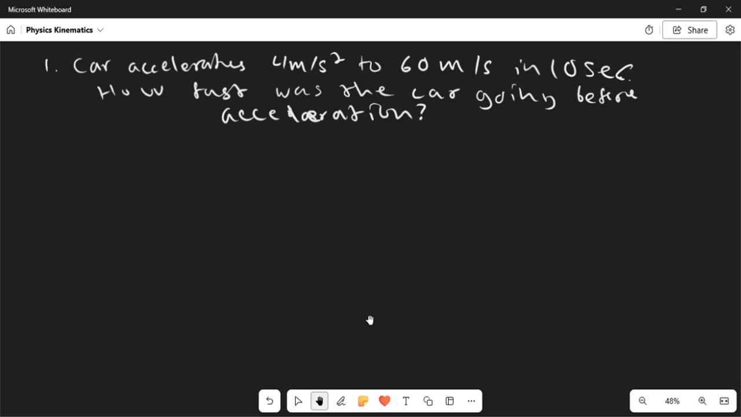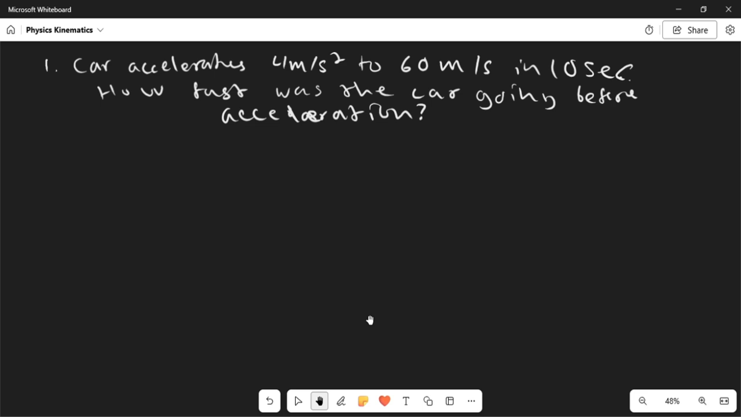Okay guys, so we have a problem here, and it says the car accelerates 4 meters per second squared to 60 meters per second in 10 seconds. How fast was the car going before it accelerated, or before acceleration?